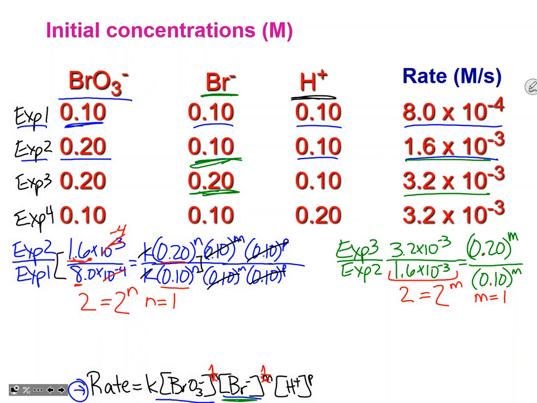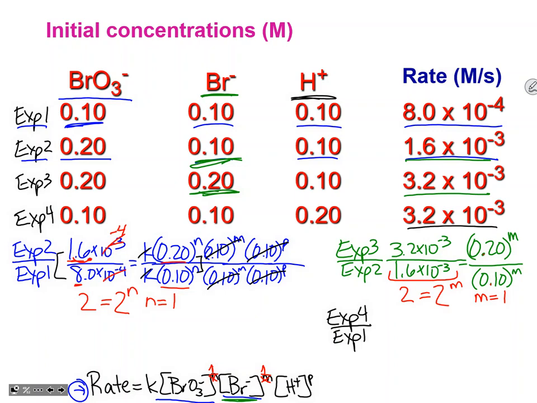All right, I'm going to do hydrogen in the black. We need 2 experiments where only hydrogen is changing and the other ones, the bromate and the bromide, are not. So which 2 experiments do I need to use? Where is only the hydrogen changing and the other 2 reactant concentrations are remaining the same? 1 and 4, good. So once again, I'm going to put 4 on the top because it has the larger concentration value over experiment 1 on the bottom. So yes, we're going to do 1 and 4.